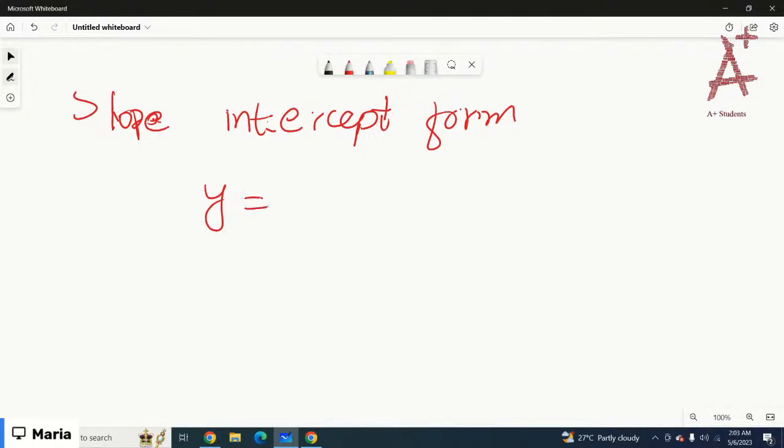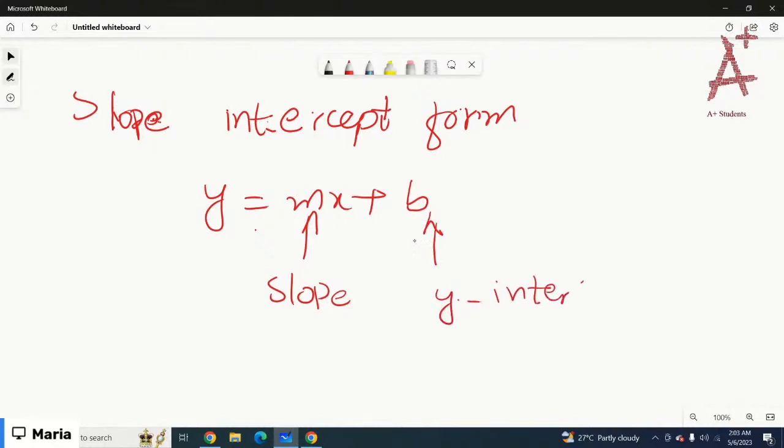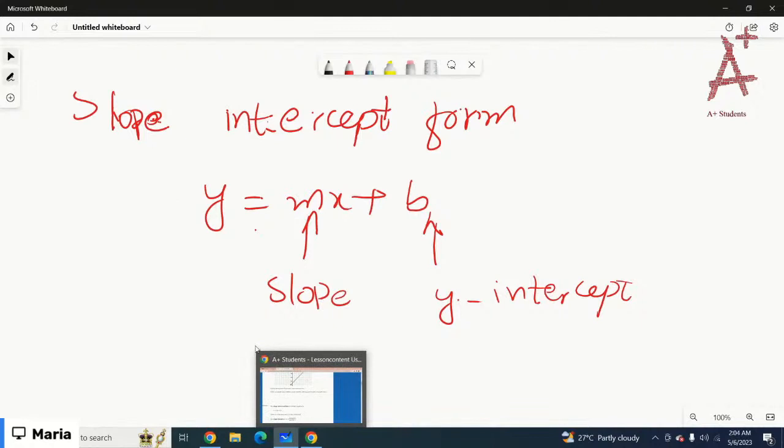y equals mx plus b. That means you need two things from the graph: m, that is the slope, and b, that is the y-intercept. Y-intercept means the point where the graph is touching the y-axis. So just look at the graph for these two things. One, you have to calculate the slope of the graph, and the second thing, you have to find the y-intercept from the graph.